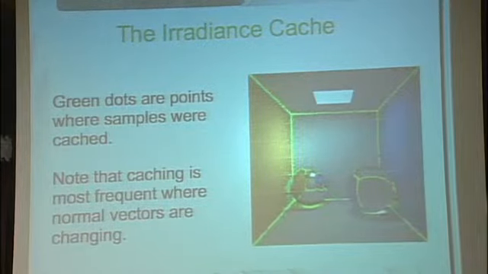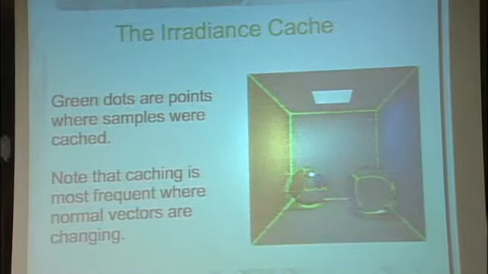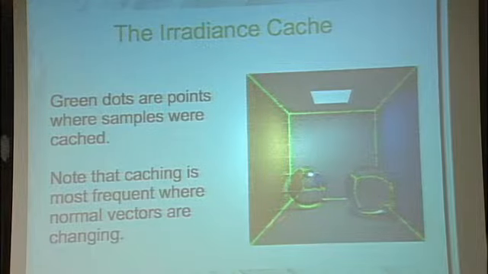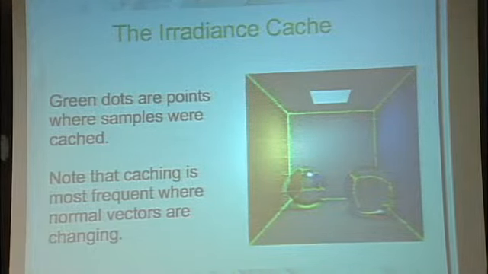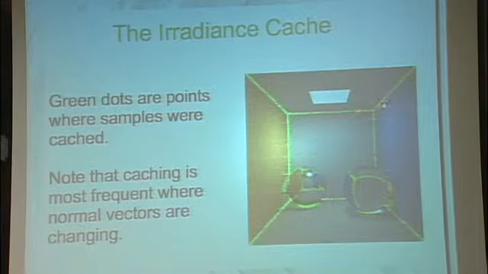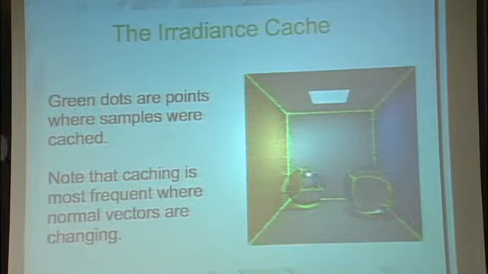So if you take a look at this image, where the green dots represent cache misses, on these big planar objects here, there's very few cache misses, and it's almost entirely cache hits, whereas at the interface between different objects, the cache misses become much more common. But overall, the number of irradiance calculations is greatly reduced.